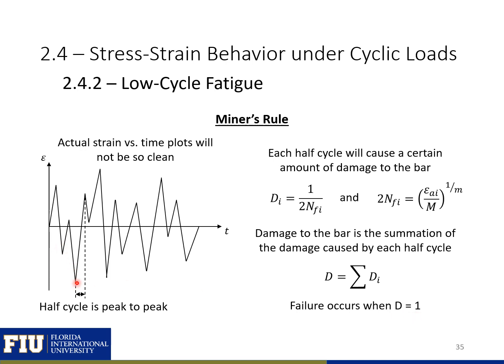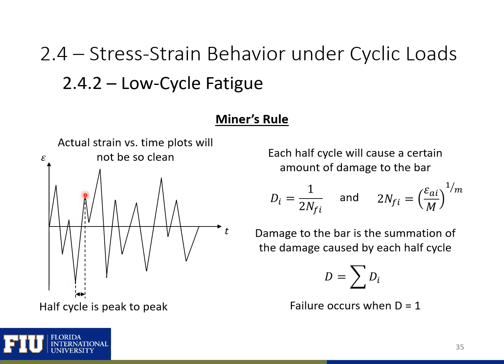So in this plot, highlighted is a min to max strain, or this is a half cycle. So what we would do is find our 2 NF sub i, so the total number of half cycles required to failure if we were to cycle between peak and peak. Then take that total number of half cycles, or 1 divided by that, and that would be the total damage caused by this portion of our strain versus time plot.